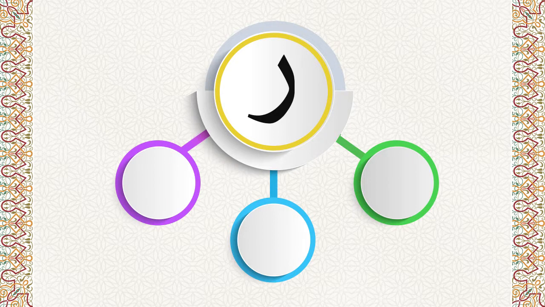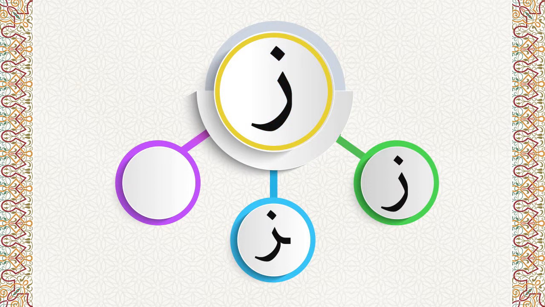And the next letter is Za. These are the three shapes of the Za: the first shape at the beginning of the letter, this one when Za comes in the middle of the letter, and this is the shape when Za is used at the end of the letter.